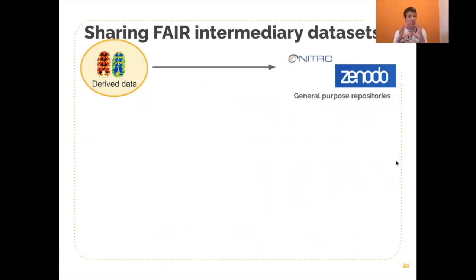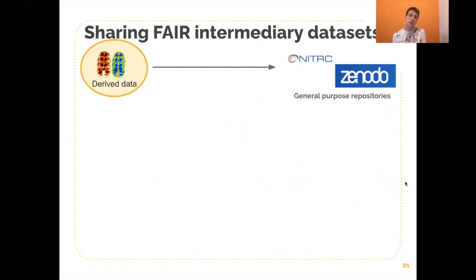And here it's a bit more complex, as you can imagine, because derived data can be very, very different. So there is probably often no standard way to decide what's a derived data set. And so here, so far, what I encourage people is to look into general purpose repositories. So we have Nitric, we have Zenodo that basically accept any type of data set.